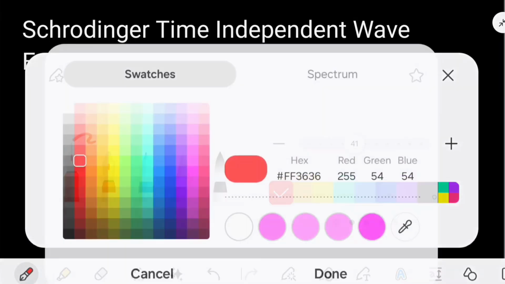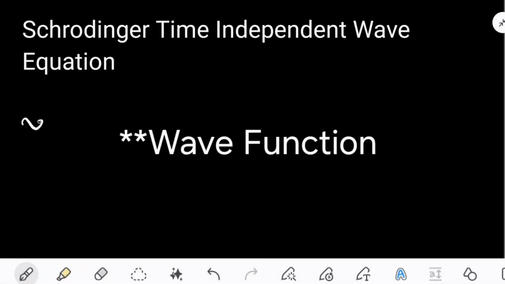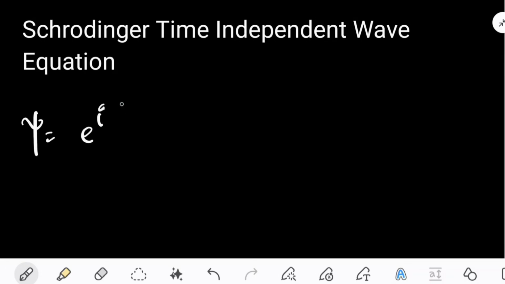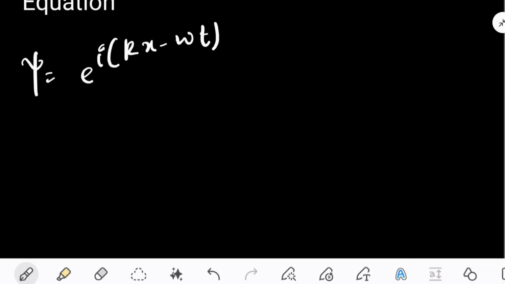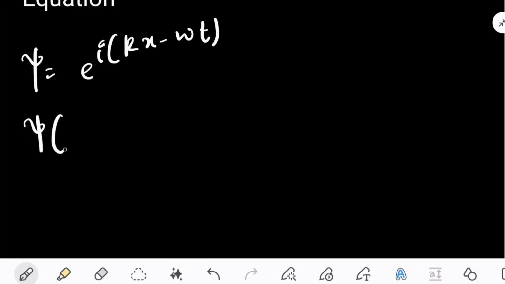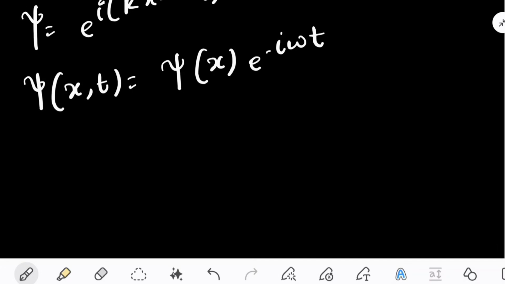So we all know a general form of the wave equation. Generally we write it like this: psi is equal to e raised to the power i(kx minus omega t). I won't discuss it right now, but just remember that many times we write it in this form. We can also write this as psi of x comma t is equal to psi of x into e raised to the power negative i omega t. Like this also we can write it. So now let's see from this how we derive the Schrodinger wave equation.